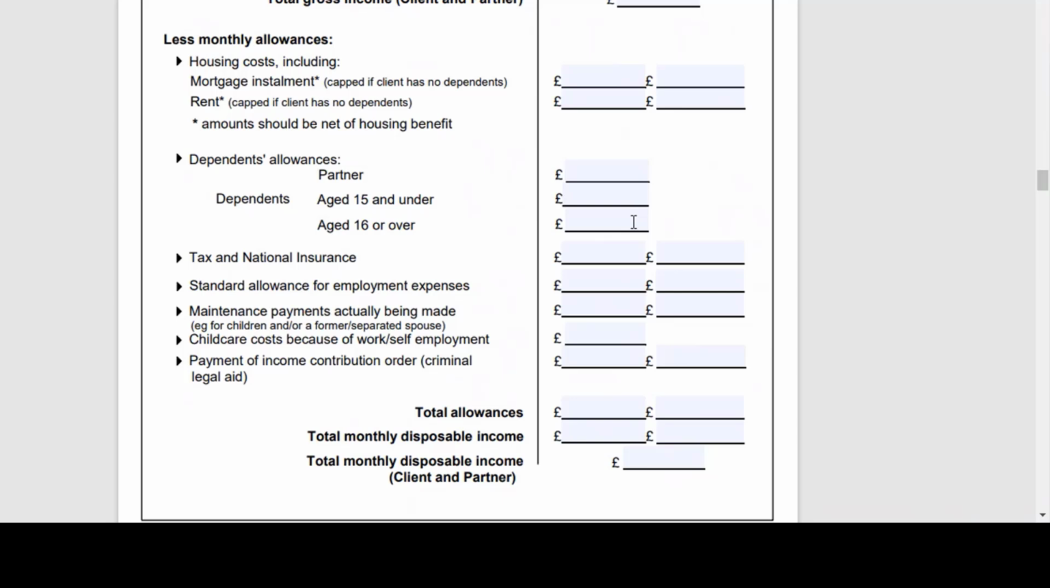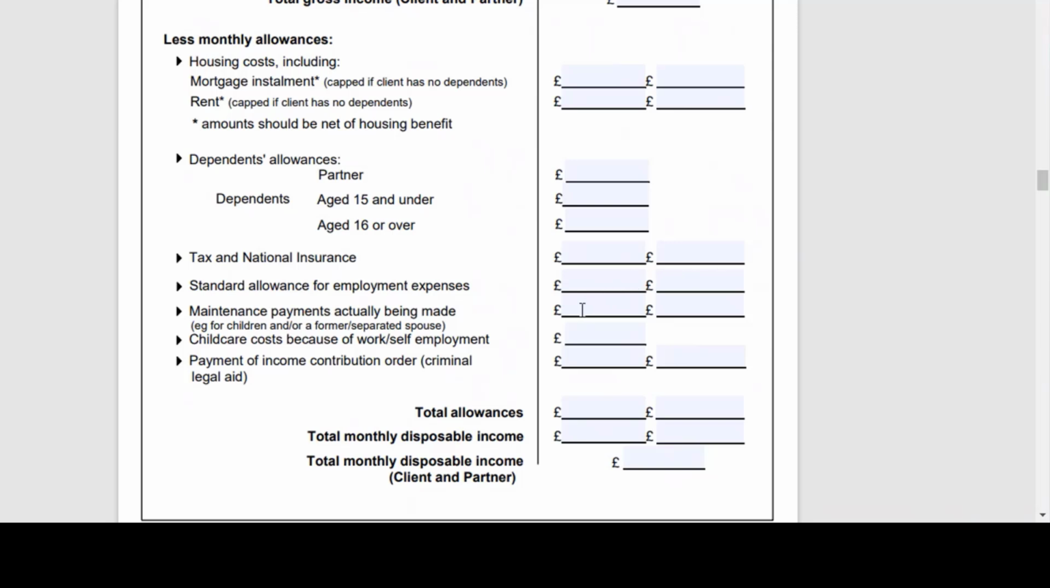And again, the allowances are detailed on the most current key card or in the Lord Chancellor's guidance for determining financial eligibility for controlled work and family mediation. From the client's wage slip, you would be able to determine the tax and national insurance figures for both the client and their partner, if that's appropriate. There's also a standard allowance that you can apply of £45 where the client or their partner are working.